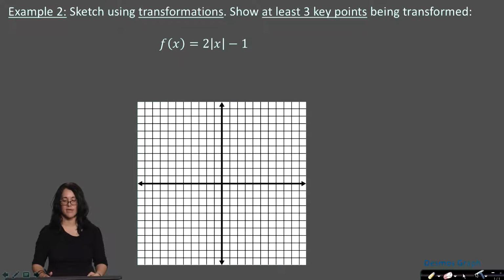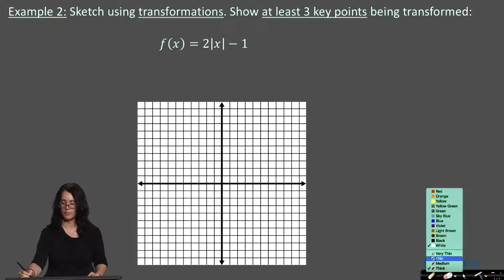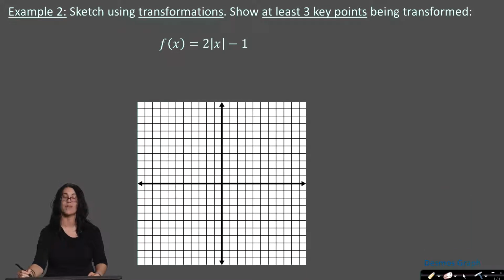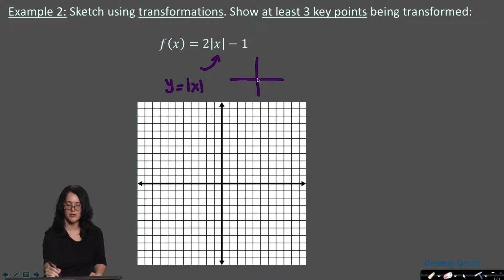In example 2, it says f of x equals 2 times the absolute value of x minus 1. So the first thing you want to ask yourself is, what type of function was I dealing with? Yep, that's right, y equals absolute value of x. What is the shape of that you memorized from your last video? Yep, that was a V shape, good job. So that was our V shape, basically two pieces of lines coming together at the origin. Mine's a little ugly, sorry. And the original key points that you started with were the same as the parabola key points, right?